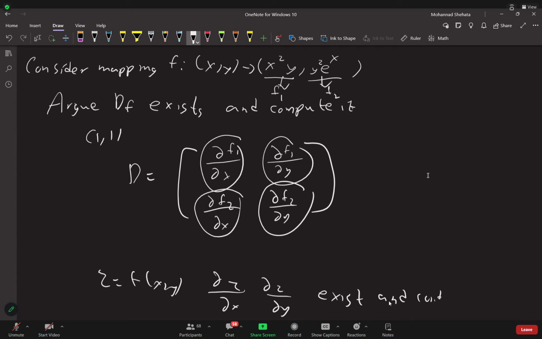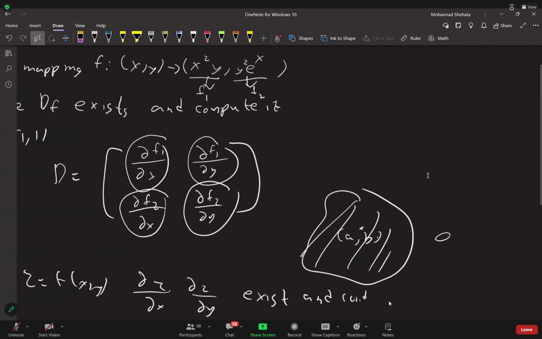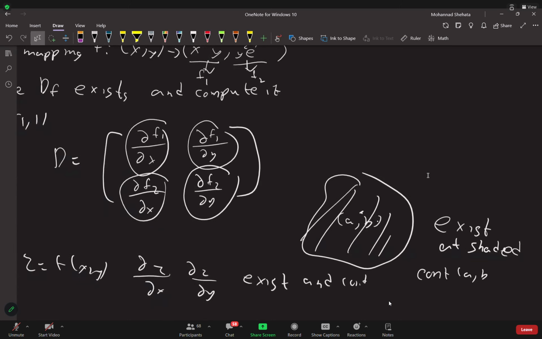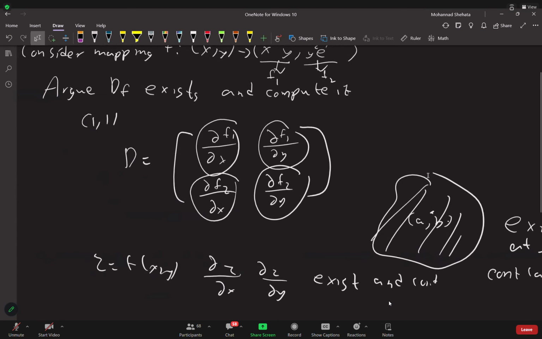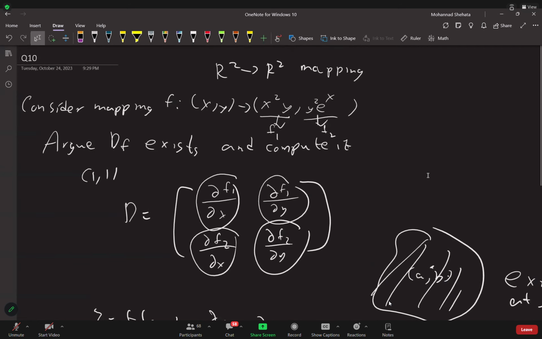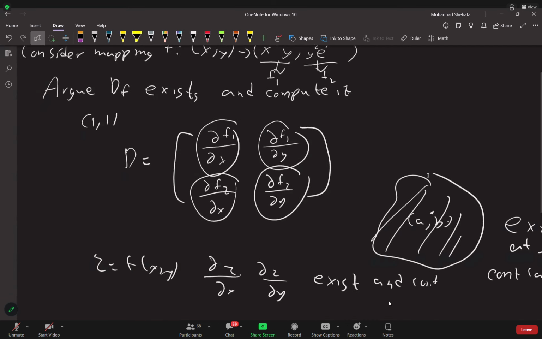And also, all of these partials have to be continuous at (a,b). So they have to exist at all (x,y) around. Say this is the neighborhood and this is (a,b). So they have to exist in the shaded region, and they have to be continuous at (a,b). Does that make sense? Okay, if that makes sense, we can move on to the next problem.